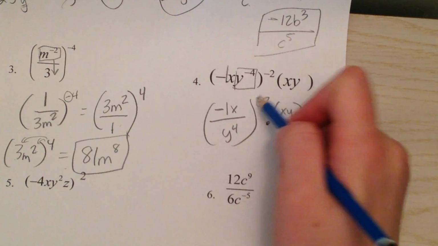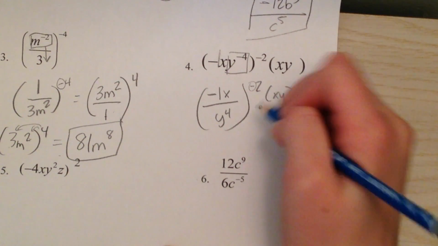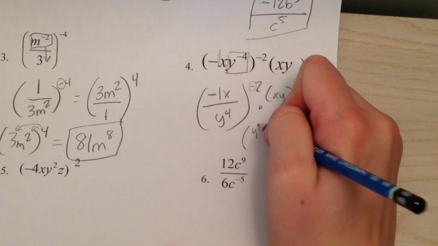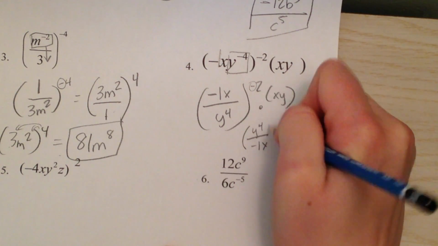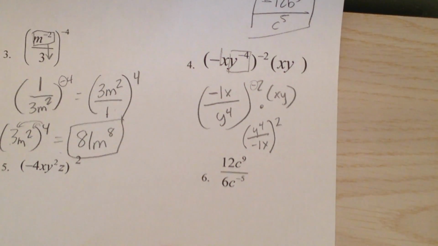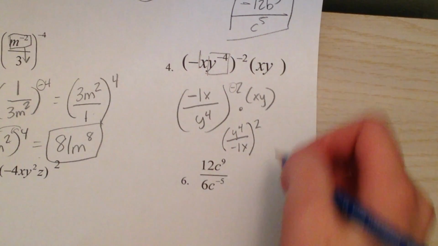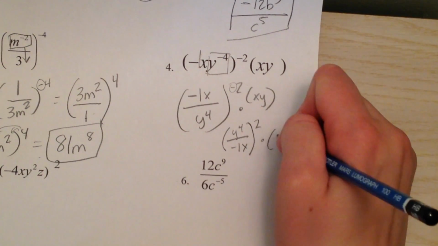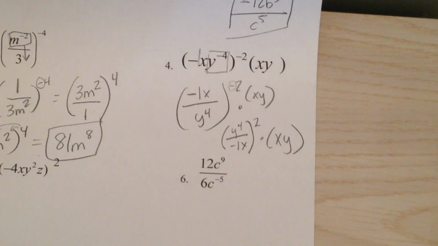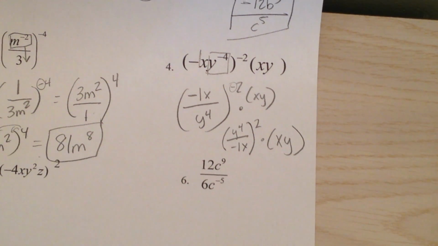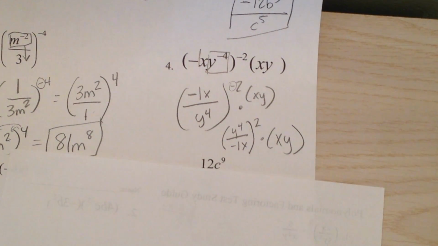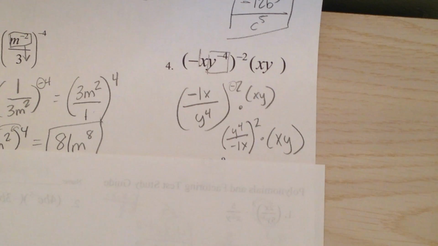This is a negative 2, so I need to flip that around. So I've got really y to the 4th all over negative 1x squared. And don't forget that we have this times xy still over there. Now I'm out of room, so I'm going to grab a little bit more paper over here. Here we go. And I'm going to continue on right onto this.